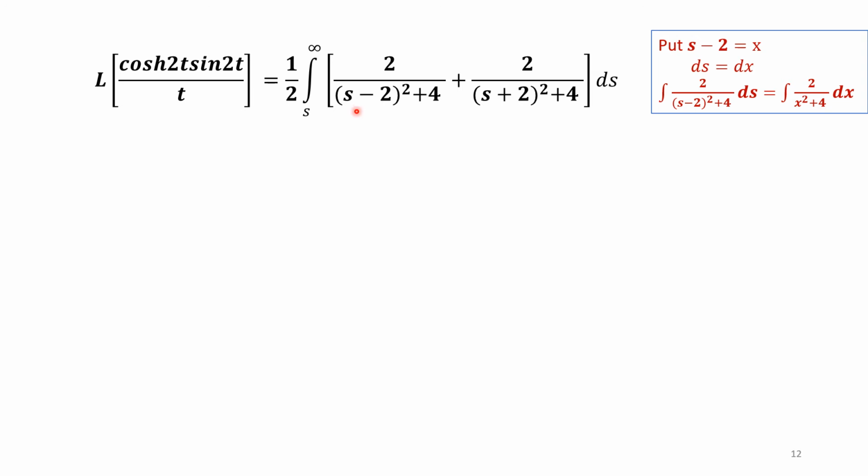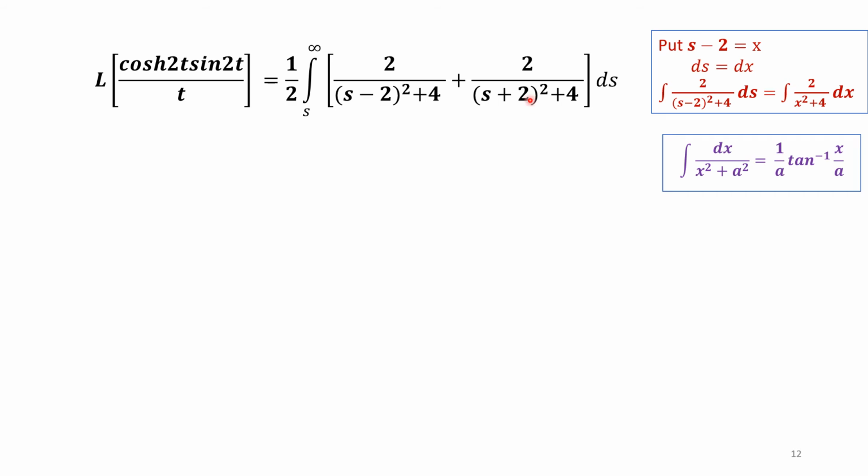Now for example, suppose I put s minus 2 equal to x. If I put s minus 2 equal to x here, so ds will become dx. So I can write this as 2 upon x square plus 4. And we know what is the integration of dx upon x square plus a square. It is 1 by a tan inverse of x by a.